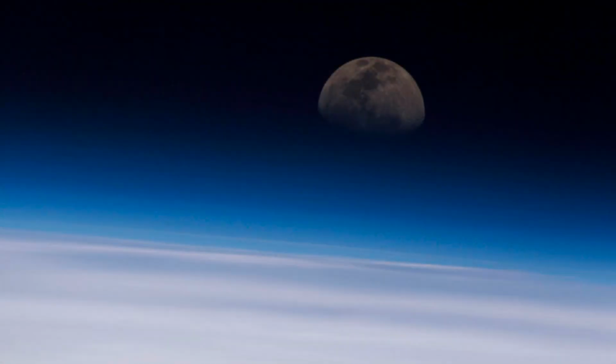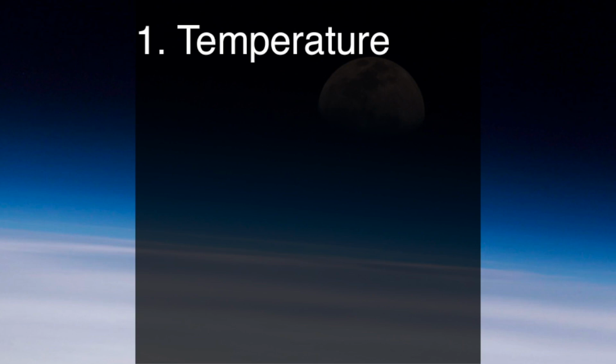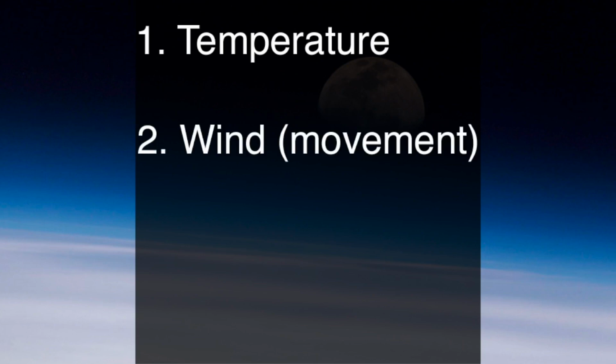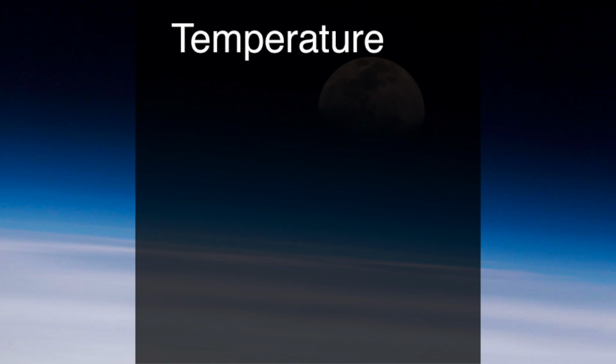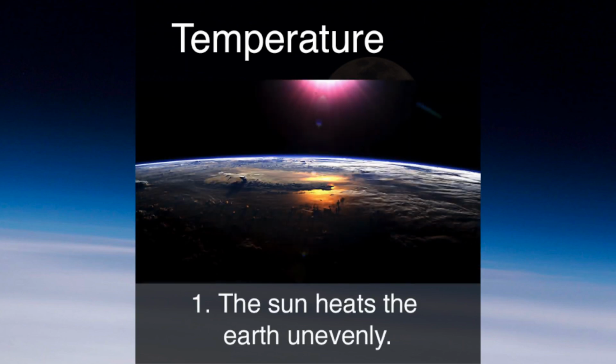We'll examine 3 features of the atmosphere: its temperature, its movement, or what we commonly call wind, and its role in transporting water, or what we call precipitation. As we move through these 3 features, we'll look at 5 simple rules that govern the behavior of the atmosphere. First, in terms of temperature, we'll note that the sun heats the Earth unevenly.